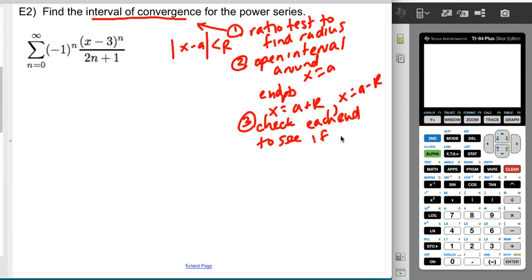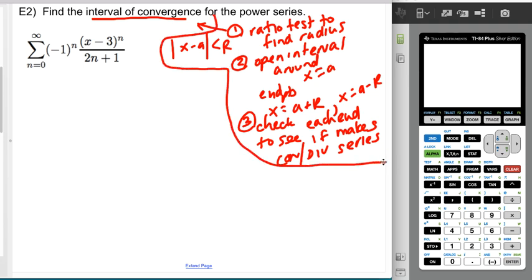So we're going to check each one to see if it makes a convergent or divergent series. All right, and I'm going to walk you through that, but that's what, when we hear interval of convergence, has to happen. The same steps as radius of convergence, but then after that we have to look at the two endpoints separately. So let's go ahead and walk through this.